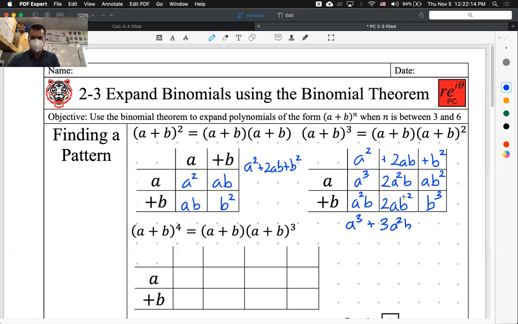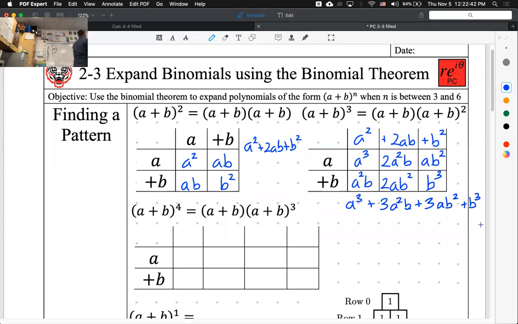How many of these ab squareds do we have? Ab squared, I have 1 of them there. I have another 2 ab squared for a total of 3 of those ab squareds. So plus another 3 ab squareds. And then there's only 1 of those b cubed, so plus b cubed. Whew, all right. So what we've just done, a plus b to the power of 3 is this.